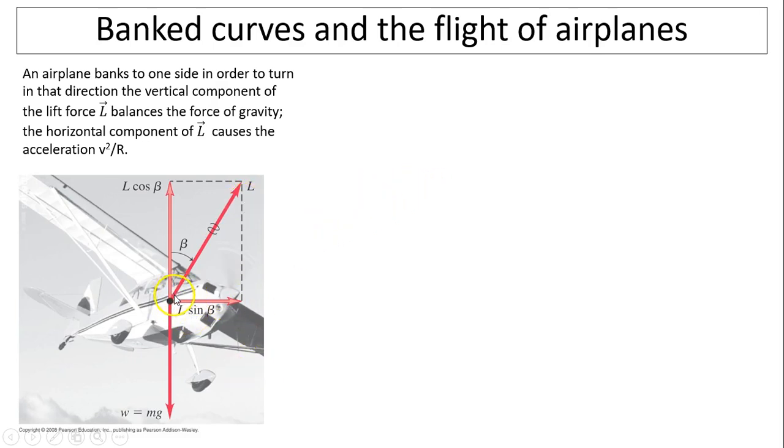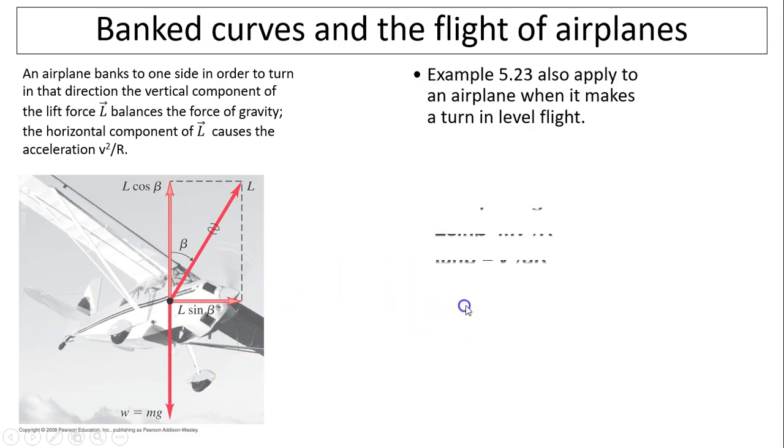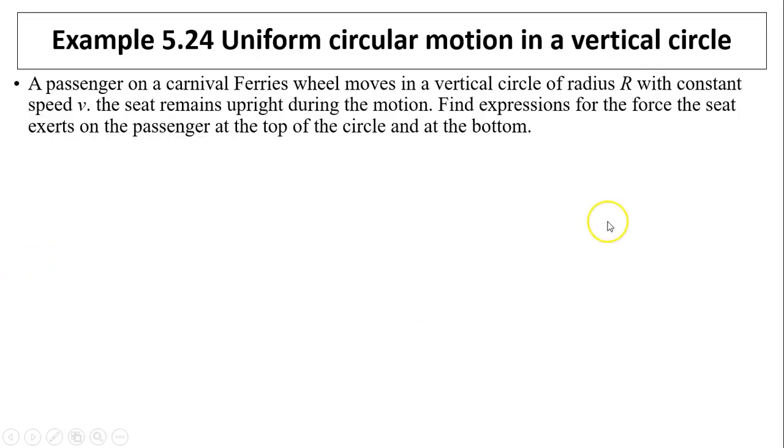So there are two components of lift force. The vertical one is to overcome gravity, and the horizontal one is the one providing centripetal force. So it's very similar to a banked curve. The vertical one is L cosine beta, because this is beta, cosine is adjacent, that equals mg. The sine one is the one providing centripetal force. So you can solve for tangent beta equals v squared over g times r.